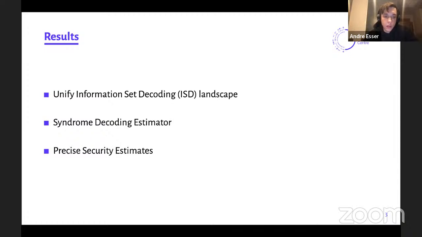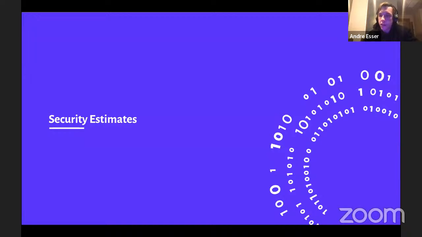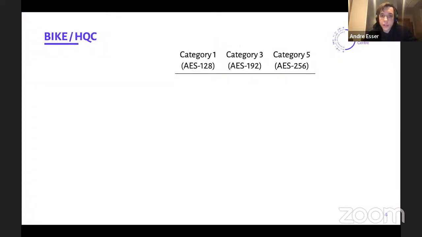In this talk, I will only give a brief spoiler on the security estimates. If you're interested in the details on the other contributions or on the security estimates, I refer to our paper online or the longer version of the talk. So let's dive right into the security estimates for the BIKE scheme. Here we have the 3 categories, 1, 3, and 5 given by NIST, which relate the security of the scheme or the parameter set to the security of breaking AES with respective key lengths. And we find that for BIKE, basically all given parameter sets match the security categories.